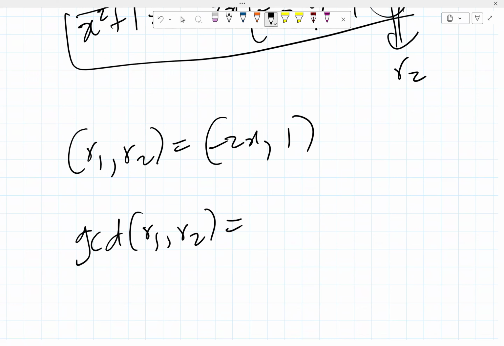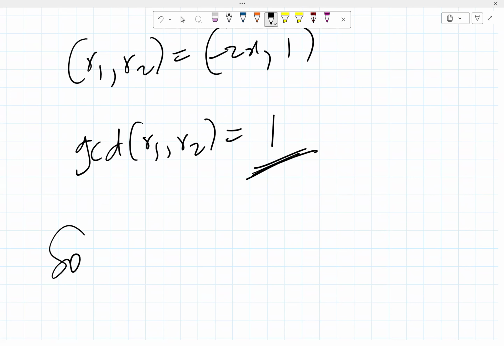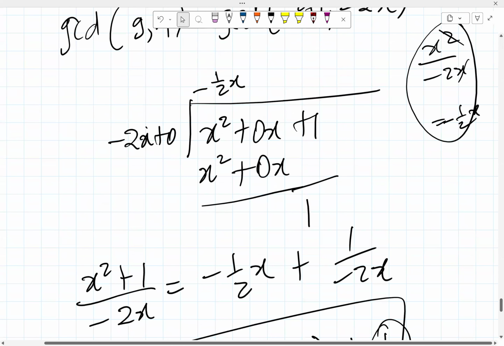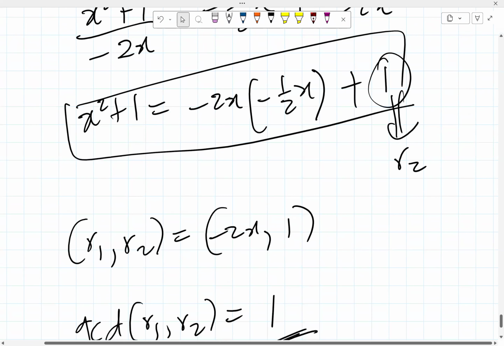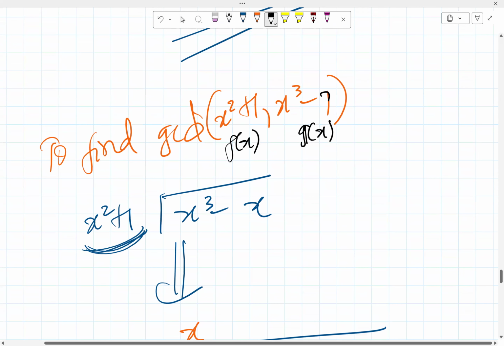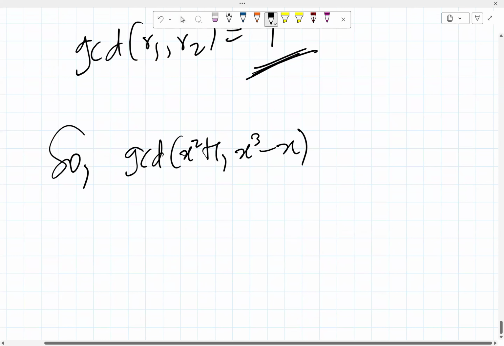Minus 2x and 1 are co-prime. So the GCD is simply 1 because only 1 can divide them. So what that simply means is that at the end of the day, the last remainder is 1. So you see it's a long journey we're coming from. We started with x squared plus 1 and x cubed minus x. Sorry, this is x cubed minus x.